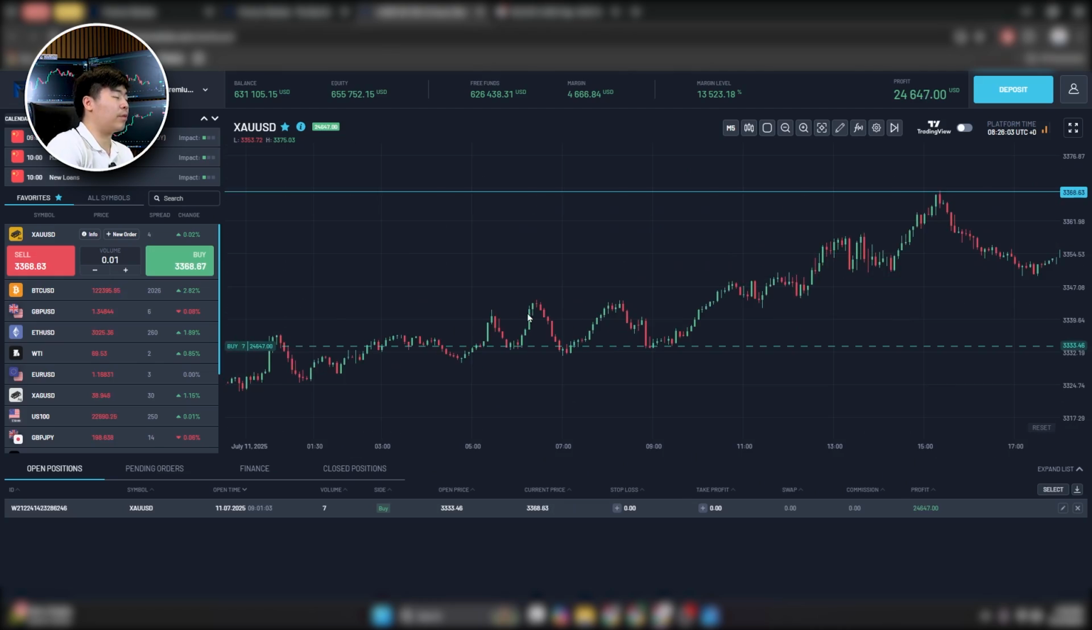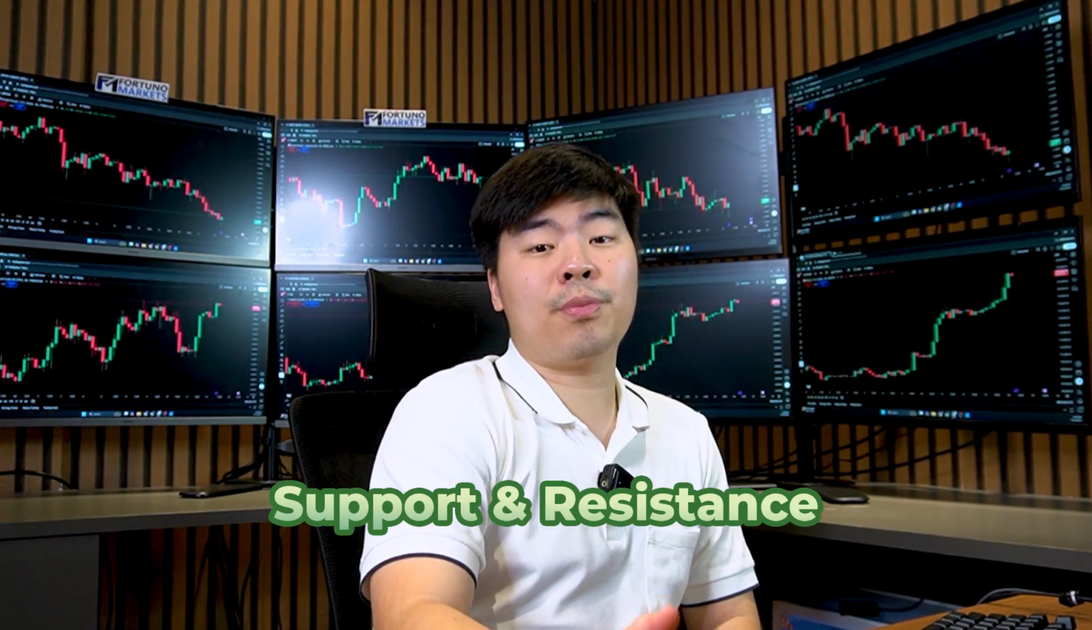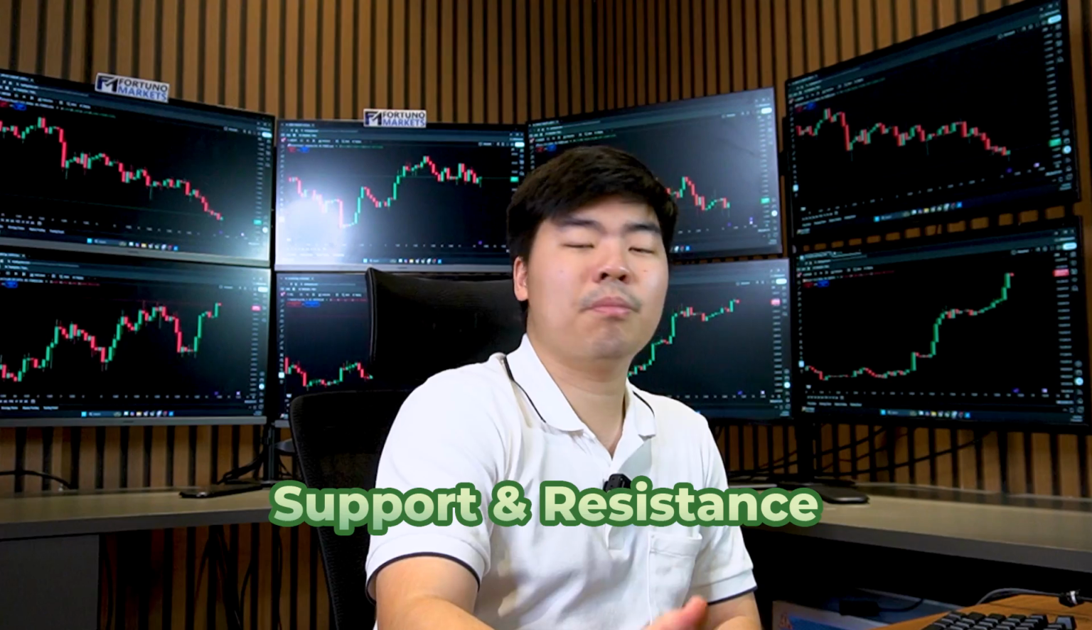Okay, this is how I do it. I'm using a strategy called support and resistance. It's a classic basic strategy, but it's really effective. This is the basis of all the strategies out there you see online, ICT, SMC, whatever. This is the base, the basic, the building blocks, the foundation of every strategy out there.